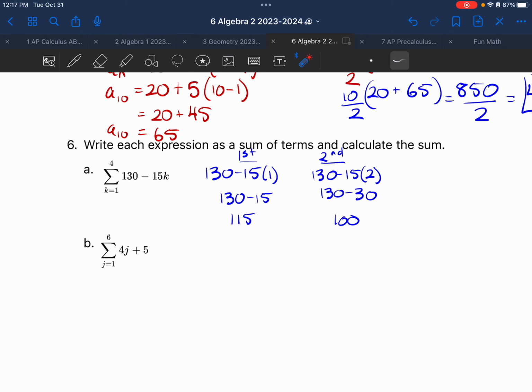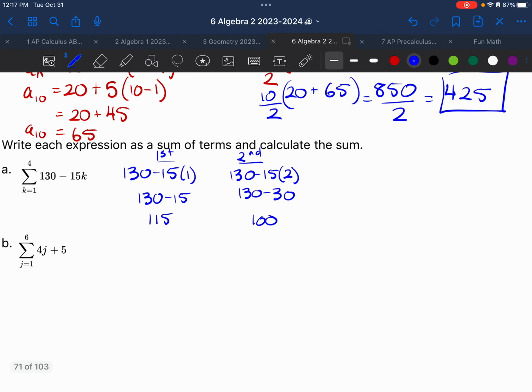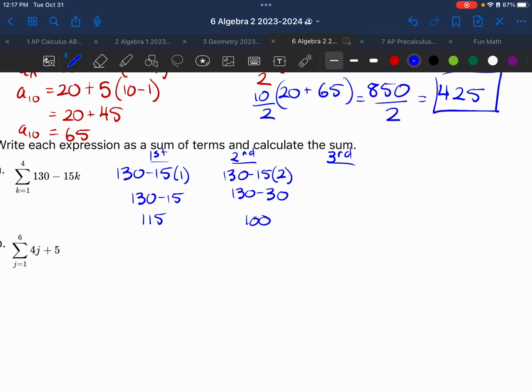You can kind of see the pattern here. Let me do a third term just to make sure you've got it. The third term here is going to be 130 minus 15 times 3. That's going to be 130 minus 45, and that's going to be 85. So you can even see it in just these terms that you're going down by 15. Minus 15, minus 15. We're constantly subtracting 15.